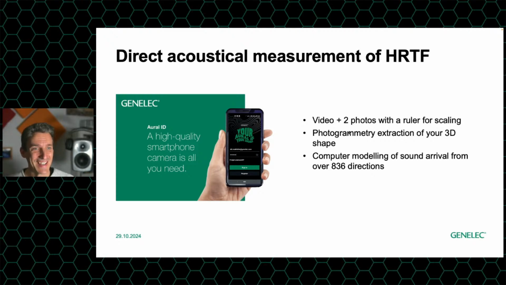Yeah. So now it's also part of doing an HRTF. Because with our Aural ID app, you can shoot a video and 2 photos with additional rulers just placed close to your ears for the scaling. And then we use a so-called photogrammetry extraction. It sounds very complicated, but of course the video contains a lot of single frames, and you can use this to render a 3D model. And in the end, we can then simulate around 800 directions, which is pretty okay.